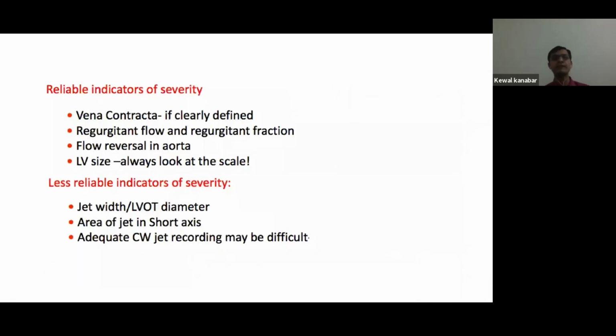The most reliable indicators of severity are vena contracta, regurgitant volume, regurgitant fraction, and flow reversal in the aorta. Also, we always should look at the left ventricular size. The less reliable indicators of severity include jet width by LVOT diameter and area of the jet in the short axis. So most reliable are vena contracta, flow reversal, and quantitative measures of AR.